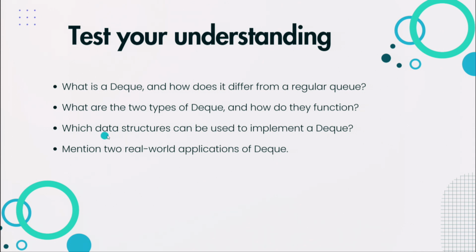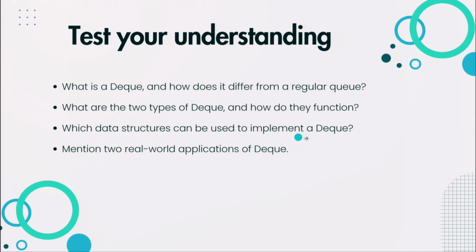And which data structures can be used to implement the DQ? As I said before, we can go with arrays or linked lists. If arrays, it is advisable to use a circular array, and if linked list, we need to go with a doubly linked list, so that we can handle operations at both ends. And any two real world applications of DQ: as I said, you can think of undo and redo operations in an editor, or you can think of maintenance of history in your web browser. For all these, DQs are used.